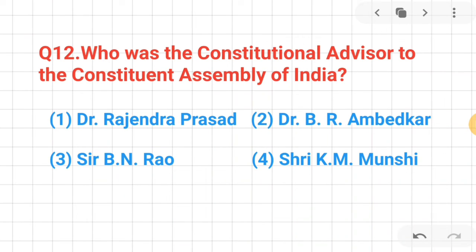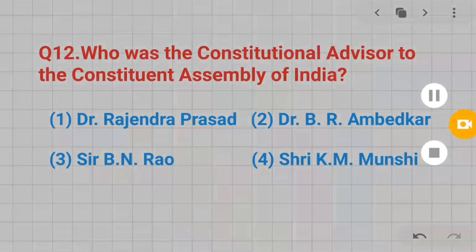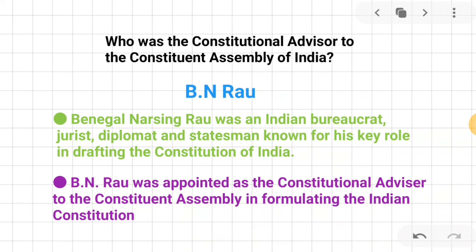Question number 12. Who was the constitutional advisor to the Constituent Assembly of India? Dr. Rajendra Prasad, Dr. B.R. Ambedkar, Sri K.M. Munshi, Sir B.N. Rao. The correct answer is B.N. Rao. Benegal Narsingh Rao was an Indian bureaucrat, jurist, diplomat, and statesman known for his key role in drafting the Constitution of India. Remember that B.N. Rao was appointed as the constitutional advisor to the Constituent Assembly in formulating the Indian Constitution.